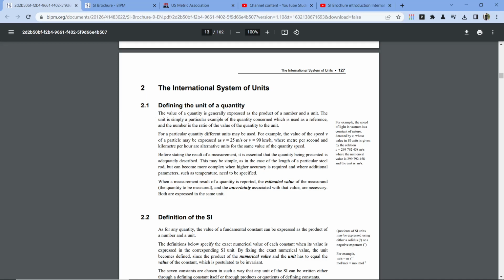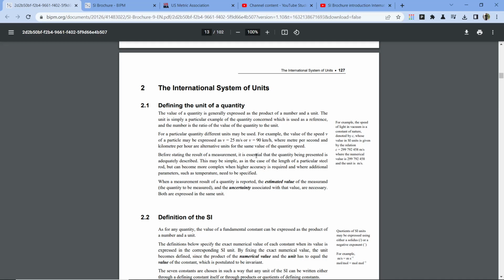The value of a quantity is generally expressed as the product of a number and a unit. The unit is simply a particular example of the quantity concerned which is used as a reference, and the number is the ratio of the value of the quantity to the unit. For a particular quantity, different units may be used. For example, the value of the speed v of a particle may be expressed as v equals 25 meters per second, or v equals 90 kilometers per hour. Meter per second and kilometer per hour are alternative units of the same value of the quantity speed.